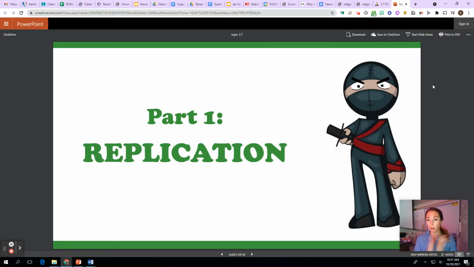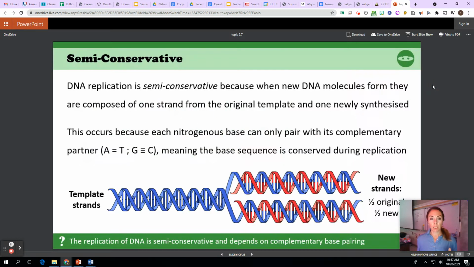All right, so let's talk about replication. Yay, making an exact copy. All right, big concept here, big keyword, semi-conservative, right? Semi-conservative, to stay the same and then half, right? Semi-annual sale, right? Half a year. So semi meaning half, conservative meaning staying the same, okay?